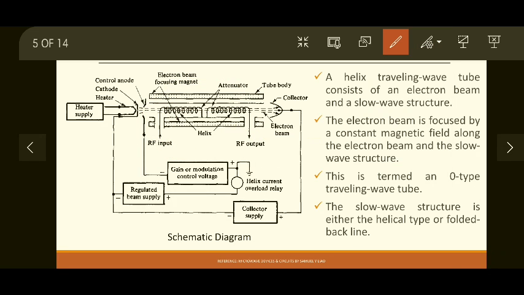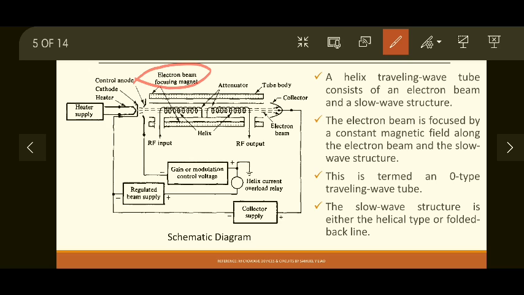So here microwave input will remain present throughout the tube. Okay, so that is the helix traveling wave tube, other parts are similar. These are external power supplies, or heater supply, beam supply. All these supply voltages are there, so let's not discuss that in detail. Helix traveling wave tube consists of an electron beam and a slow wave structure. What is a slow wave structure? This helical coil is called a slow wave structure. Why? We will see later on. The electron beam is focused by a constant magnetic field along the electron beam and a slow wave structure that is shown over here.